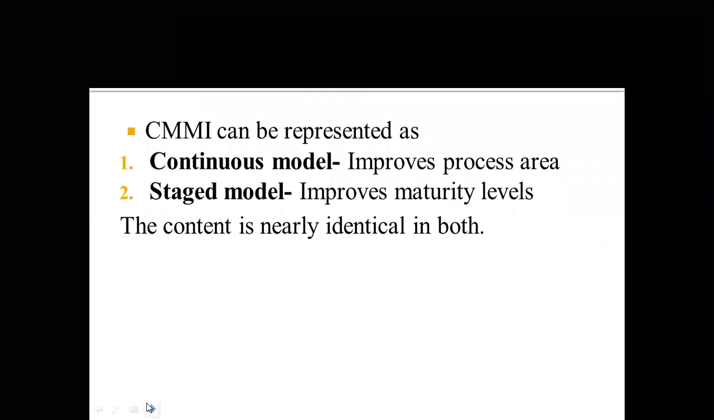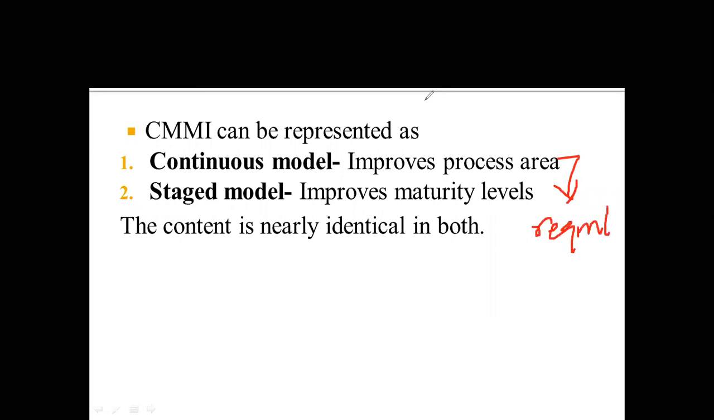Now, the CMMI model can be represented in two different ways, that is a continuous model and a staged model. In the continuous model, it is going to focus on process areas. Process areas are different types of areas. A process area is a set of related practices in one area. For example, related practices in a process area can be requirement gathering, project planning, or configuration management. These are your process areas.